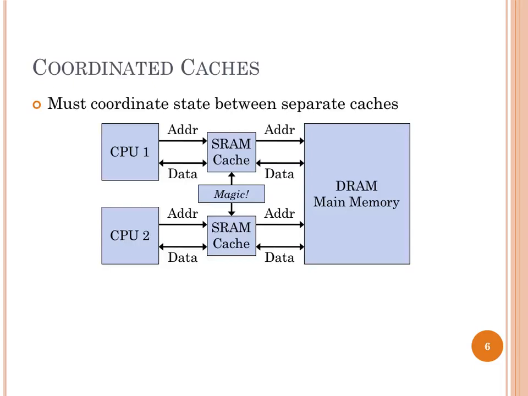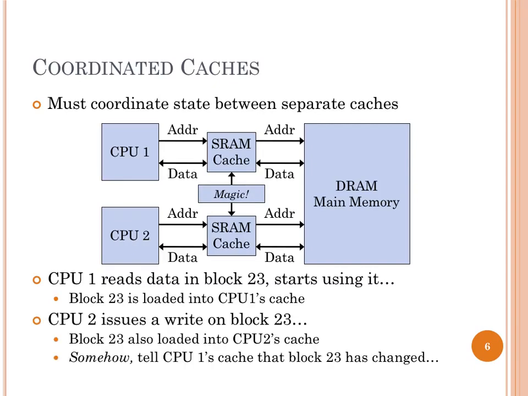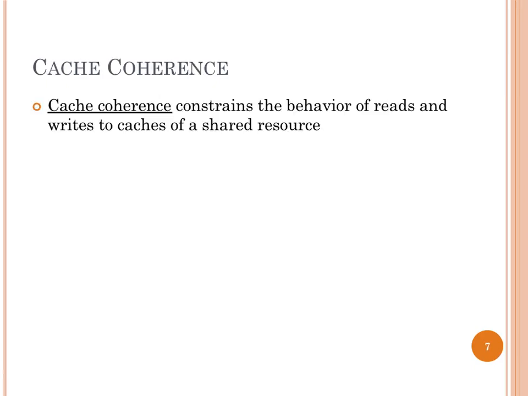And magic is always a good solution. So we're going to have something that sits between these caches, and it's going to make sure that everybody stays synchronized with one another. Okay? So CPU 1 reads data into block 23, starts using it. CPU 2 writes to block 23, and somehow this magic box will inform CPU 1 that its cached data is no longer valid and it needs to reload it. Or some other similar kind of solution. Okay? So this is going to be the idea.